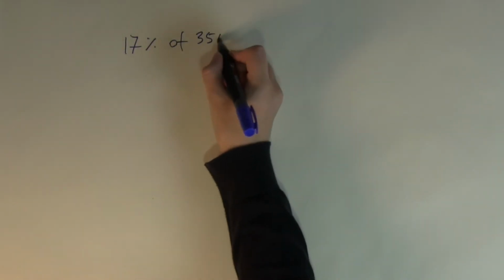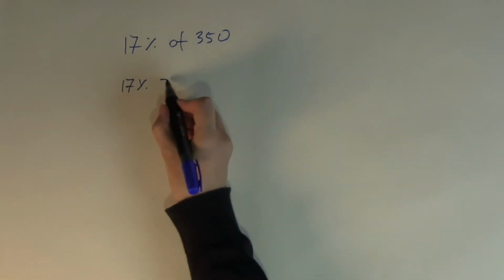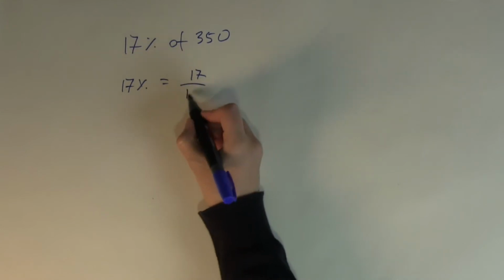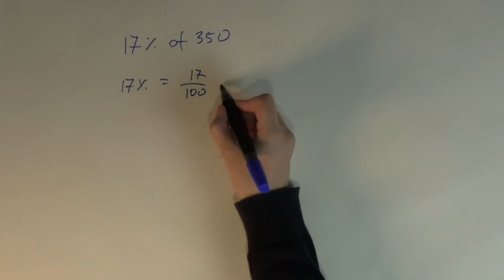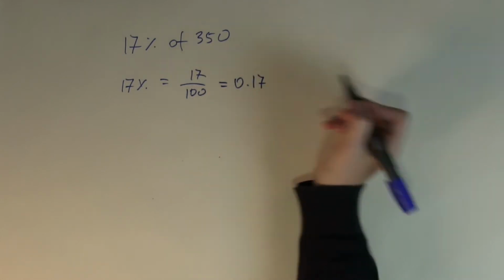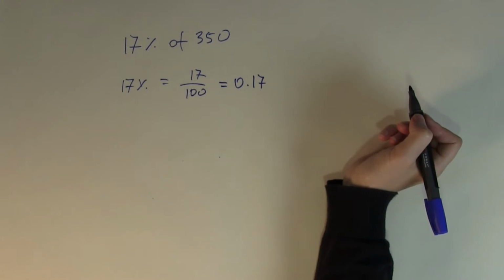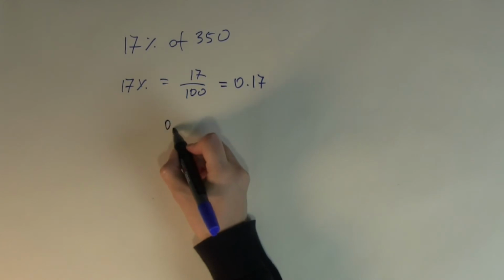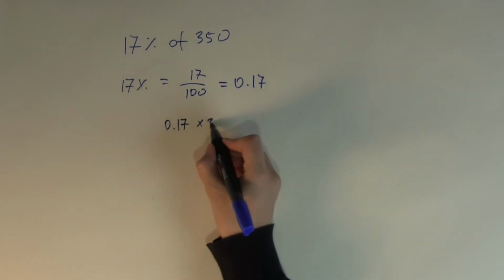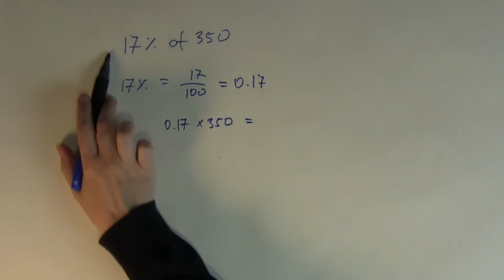of 350? Well, we know that 17% is 17 out of 100, or you might recall from high school that it's also the same as 0.17. So if I wanted to calculate the 17% of something, the quickest and easiest way is to do 0.17 times 350. And you can do this with any kind of percentage.